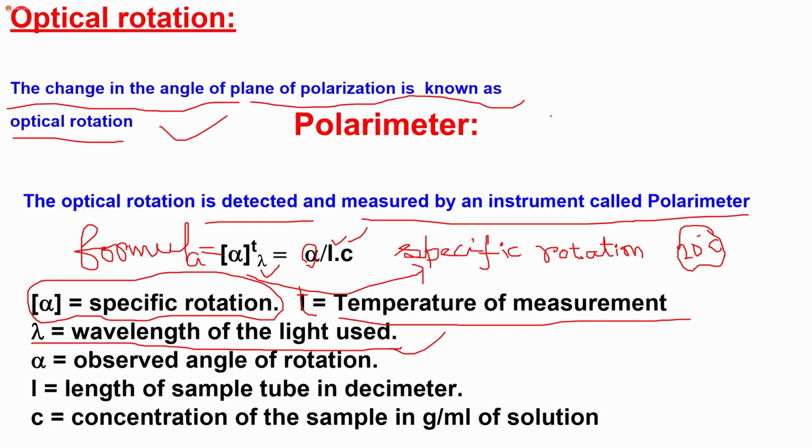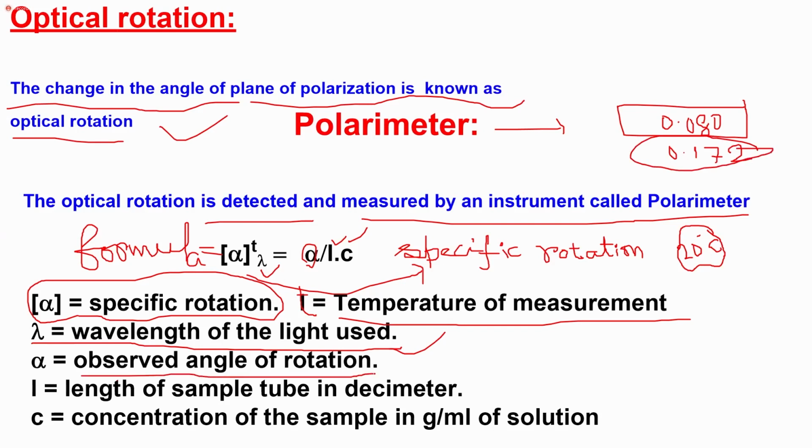Suppose you are using a polarimeter, and there will be one screen. When you start the measurement, you will see some data show, like 0.0818, or 0.172, like that it will show. This is called the observed angle of rotation.